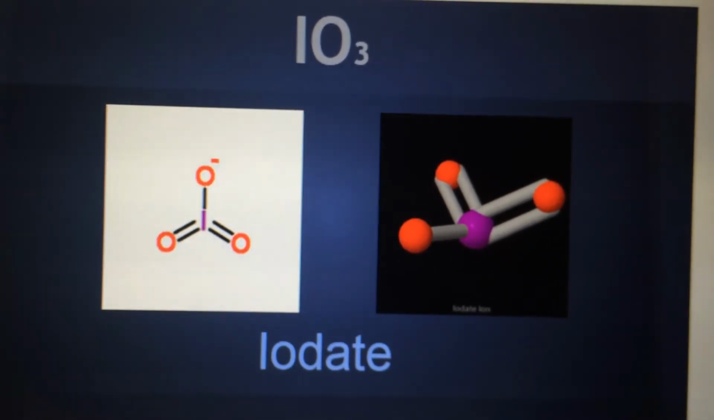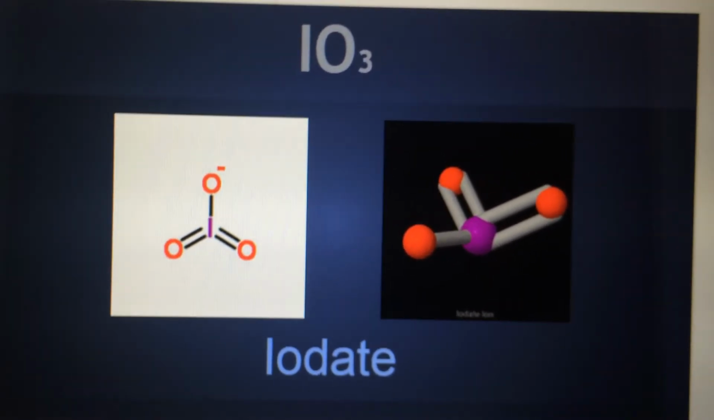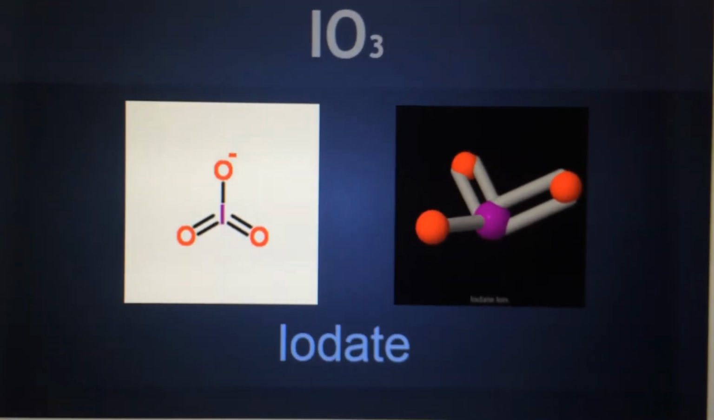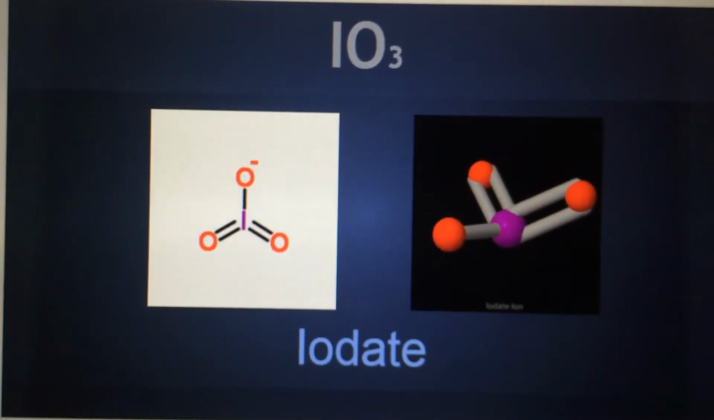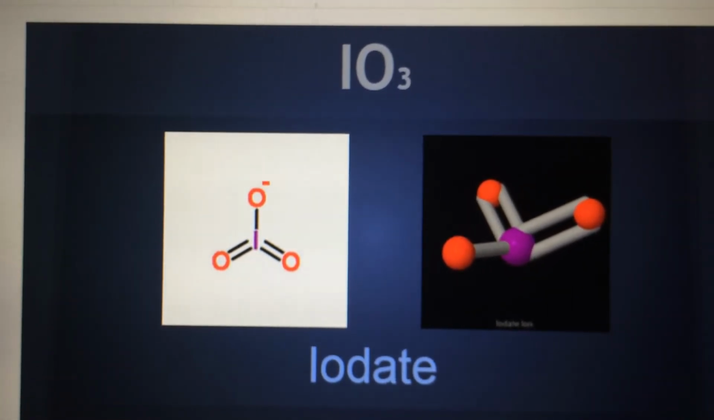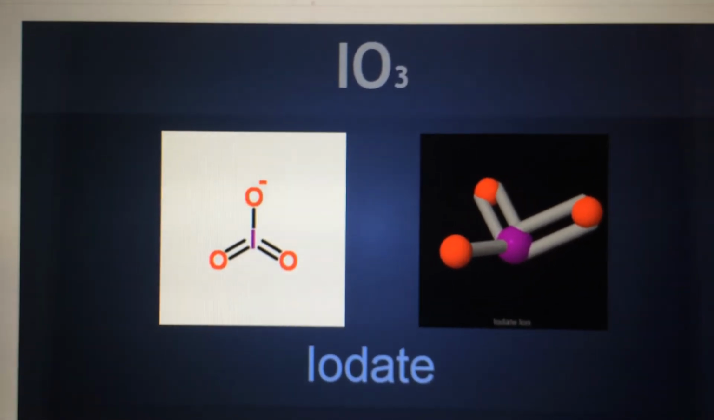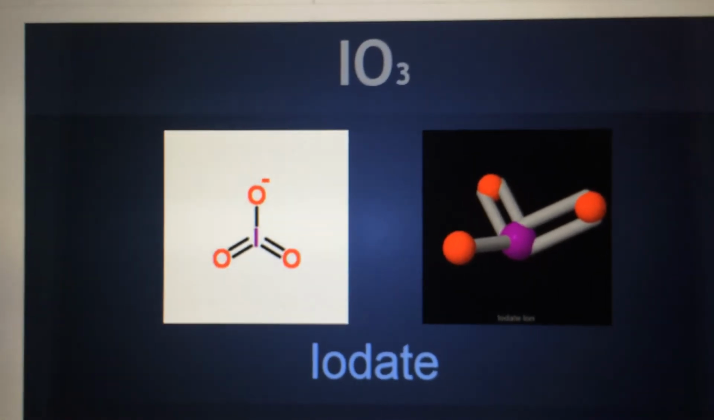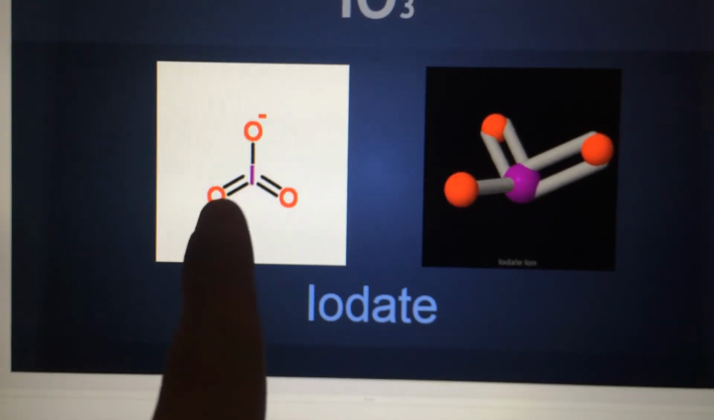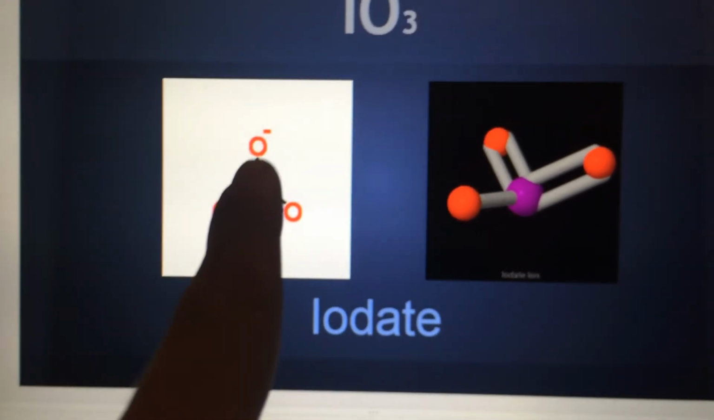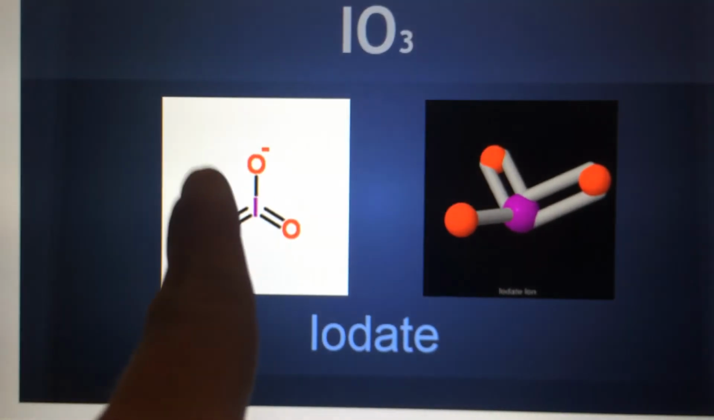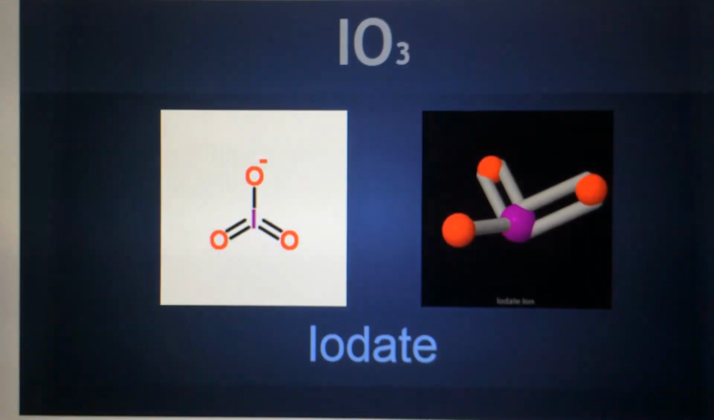Iodine has 7 valence electrons. Oxygen has 6. Iodate is a conjugate base of iodic acid. In the iodate anion, iodine is bonded to 3 oxygen atoms with the molecular formula of IO3. As you can see again, there are 2 lines where there are 2 bonds and 1 line where there is 1. Since there's an extra atom or electron, there's a negative sign by this O over here.